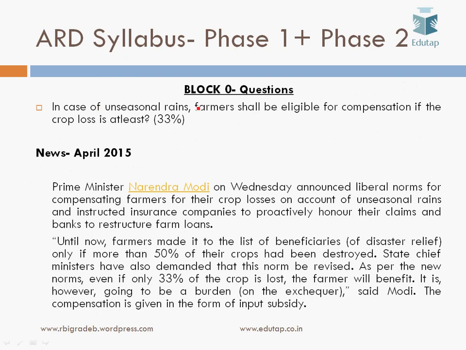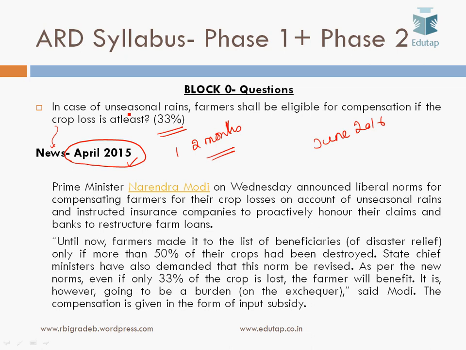In case of unseasonal rains, farmers shall be eligible for compensation if the crop loss is at least how much? Now the answer is 33%. Now this question is based on a news item of April 2015, a good 1 year and 2 months earlier. Right, it is not the latest news since the examination was conducted in June 2016.